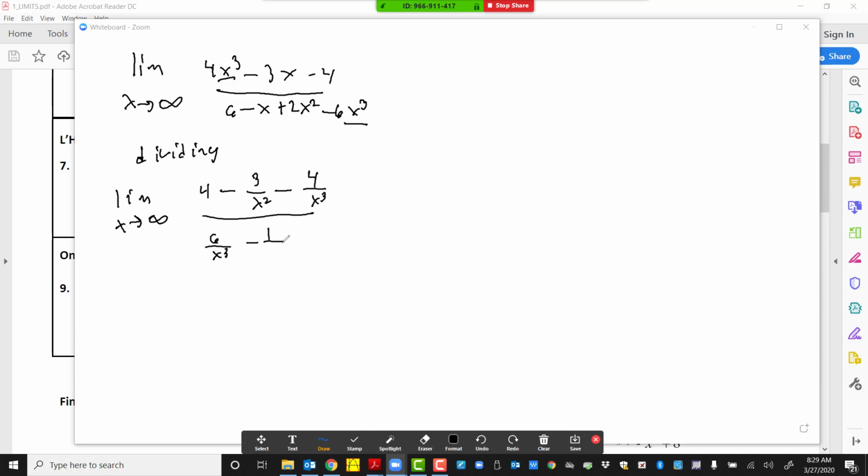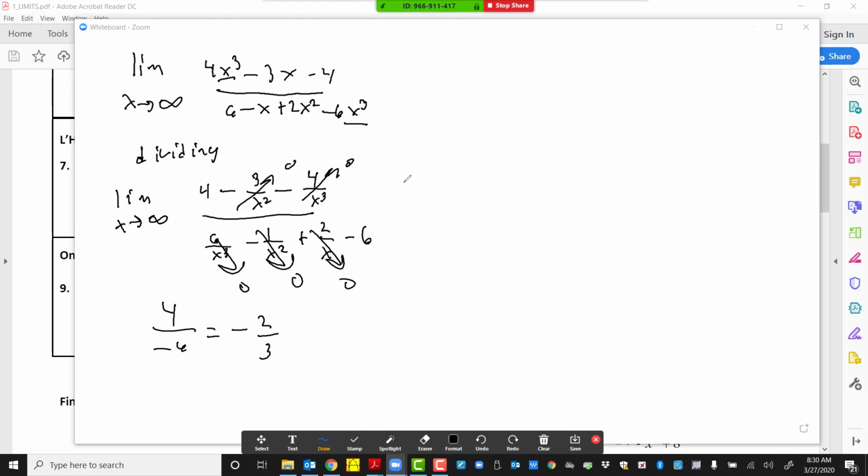X over x cubed is 1 over x squared. 2x squared over x cubed is 2 over x. And then 6x cubed over x cubed is just 6. And then look at what happens. As x goes to infinity, this goes to 0, this goes to 0, this goes to 0, this goes to 0, this goes to 0, and we're just left with 4 over negative 6, which is negative 2 over 3. All of them giving us the exact same thing.